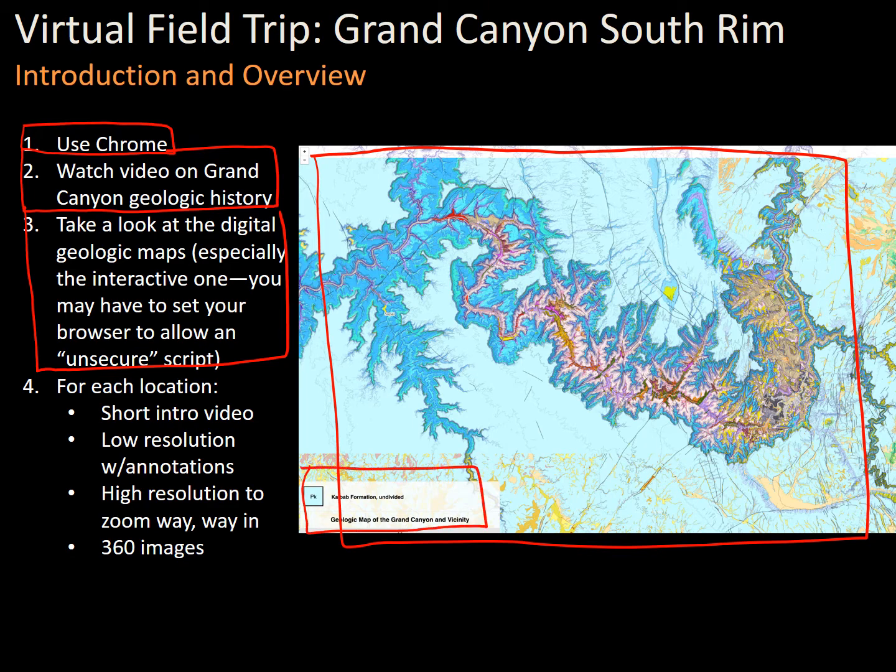This one is nice, it's interactive, and when you put your mouse over a certain rock type, such as this light blue here, it pops up a little window and shows you the type of rock there. So it only shows you what you're looking at the time. And you can zoom in and out and move around at will.